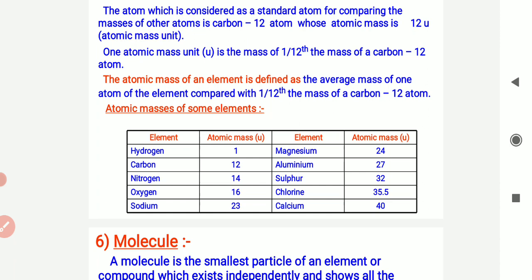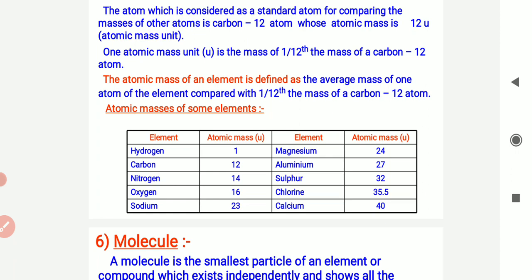Next one is nitrogen, whose atomic mass unit is 14. Next one is oxygen, whose atomic mass unit is 16. Next one is sodium, whose atomic mass unit is 23. Next one is magnesium, whose atomic mass unit is 24. Next one is aluminum, whose atomic mass is 27.